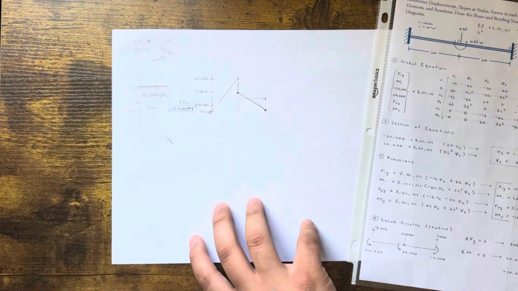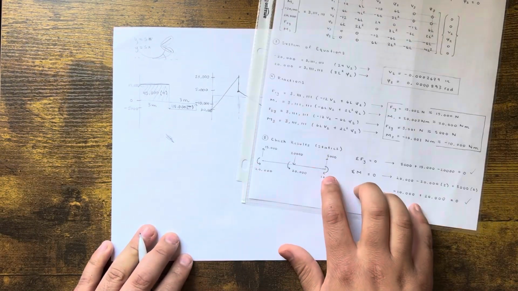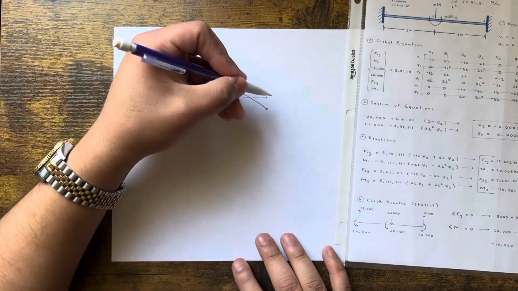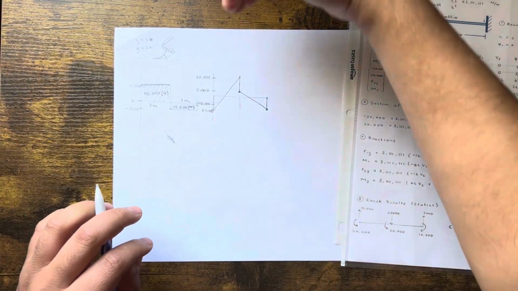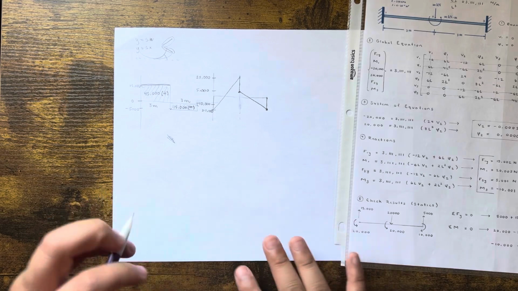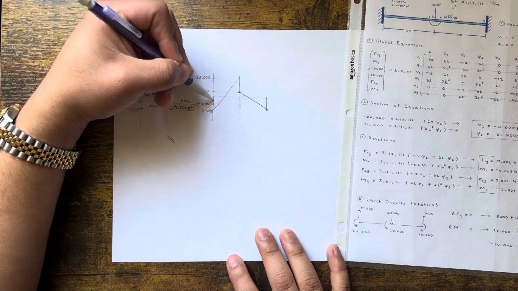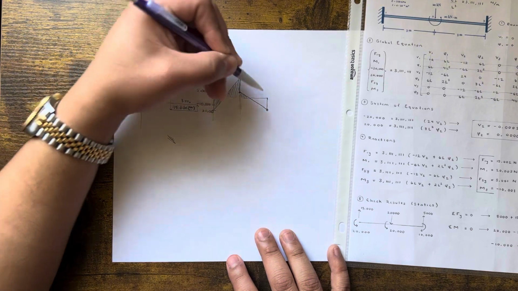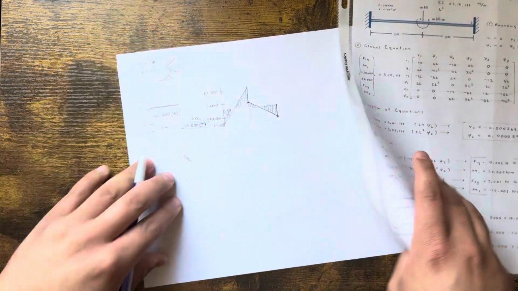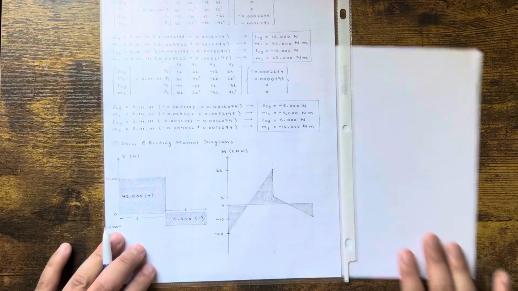Okay, now we're here. Then finally, that 10,000 is clockwise, so that pushes us back up. Remember, clockwise pushes you up, counterclockwise pushes you down. And boom, there you go. That is our bending moment. Easy money. And that is just a nicer look of it, okay?